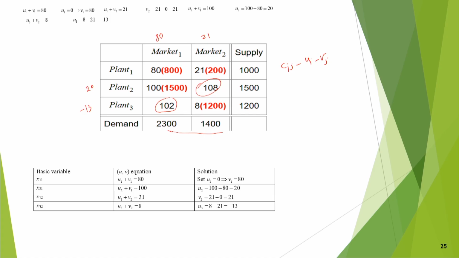So the question can be given like that, somebody has given the allocation, you just have to find out whether it is optimum or not. So this can be done very easily by this method.